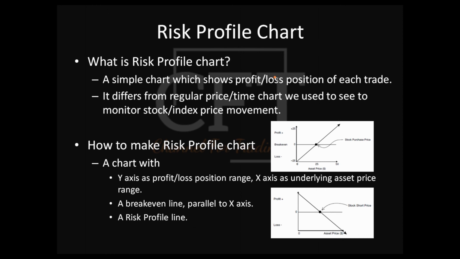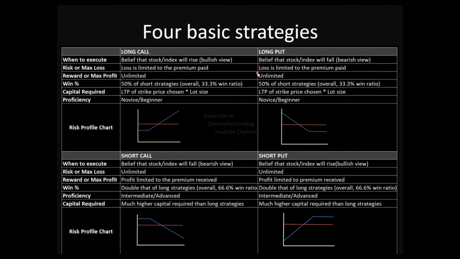A chart with y-axis as profit-loss position range and x-axis as underlying asset price, a break-even line parallel to the x-axis, and also a risk profile. So these are the three things which you need for a risk profile chart. This risk profile chart is very important. This is the risk profile chart for a long call position, and this is the risk profile chart for a short call. Now let's look into the 4 basic strategies. So what are the 4 basic strategies? Long call, long put, short call, short put.